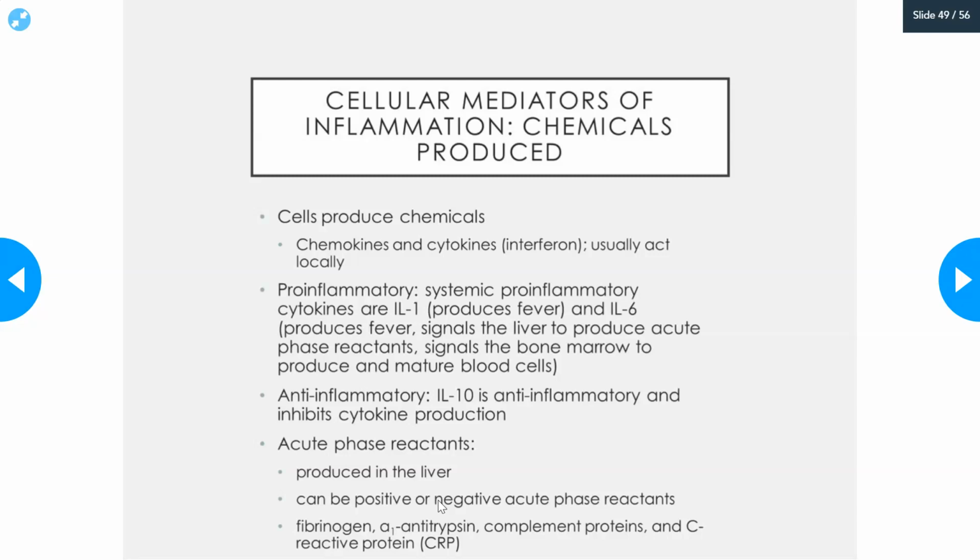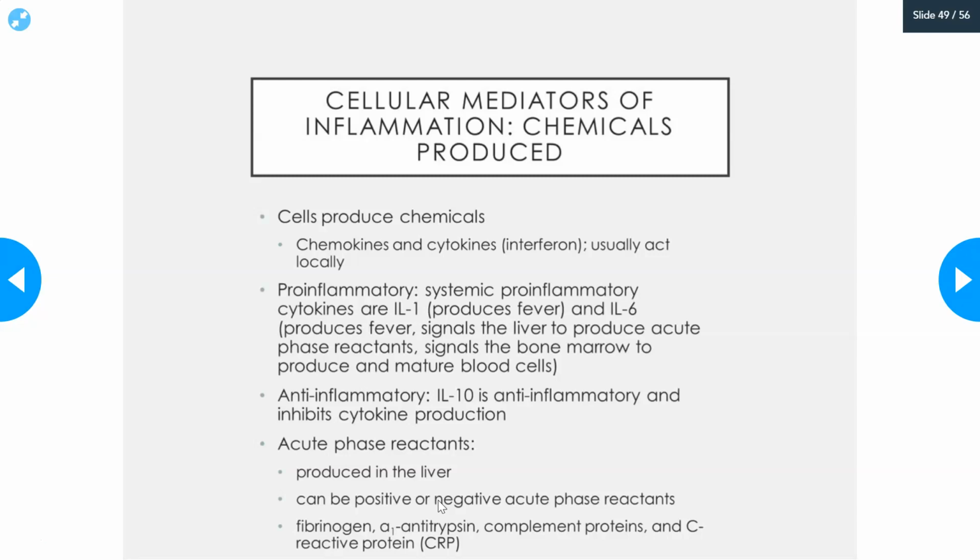So let's talk about the chemicals produced. Cells produce chemicals, chemokines and cytokines such as interferon, and they usually act locally, in the area where the trauma, the damage, the infection is. There are some that are pro-inflammatory. Systemic pro-inflammatory cytokines, if they're present, are going to generate inflammation. Interleukin-1 produces fever. Interleukin-6 produces fever and also signals the liver to produce acute phase reactants, and it signals the bone marrow to produce immature blood cells, your white blood cells, to come fight the infection.